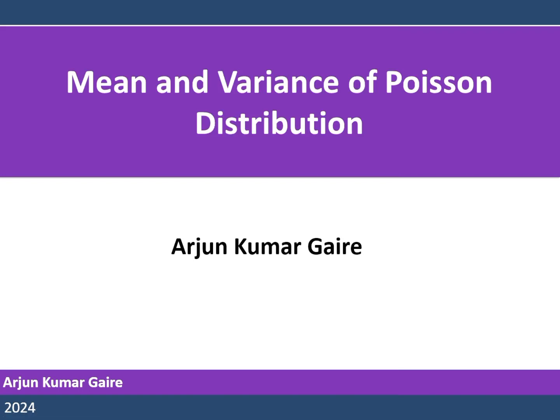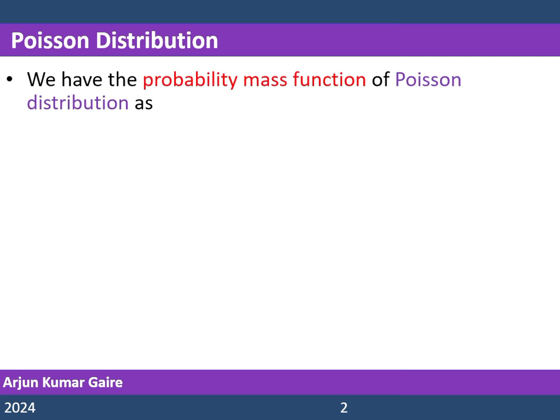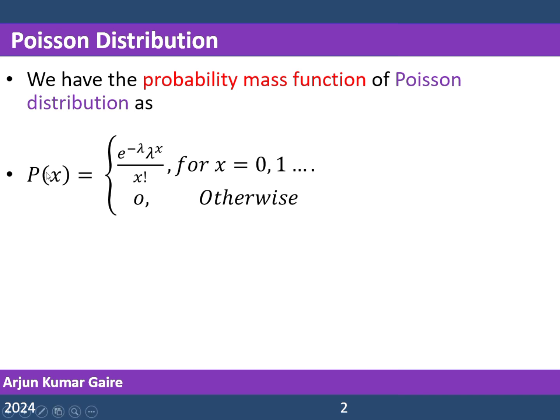In this video, we are going to prove the mean and variance of the Poisson distribution. We have the probability mass function of the Poisson distribution defined as P of x. The probability mass function of this distribution is in the form of e to the power minus lambda, lambda to the power x divided by x factorial, for the values of x ranging from 0, 1, 2 and so on up to infinity, and 0 otherwise. This lambda is the parameter of the Poisson distribution, a non-negative constant.